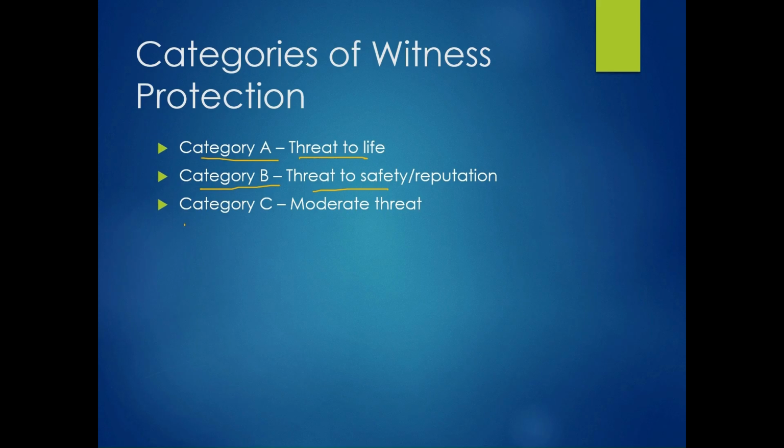Then there is category C, which is a very moderate threat. Here short term protection is required during testimony or even investigation. So the major category is A, where the protection could be for a long term. In category B, the protection is during the trial phase. In category C, the protection is for the very short duration of investigation or testimony. So this system ensures that each case receives proportional care and resources.